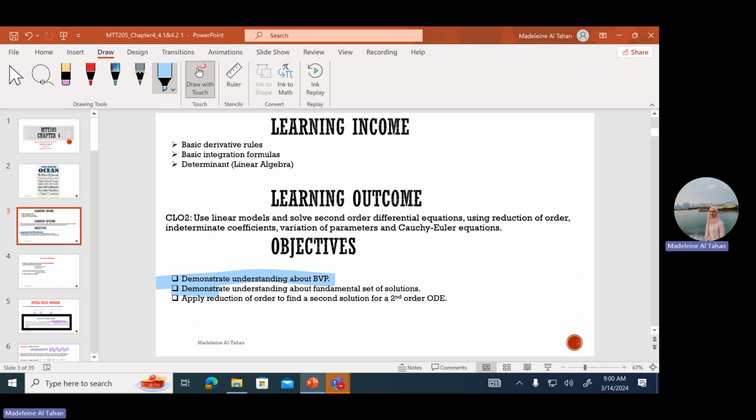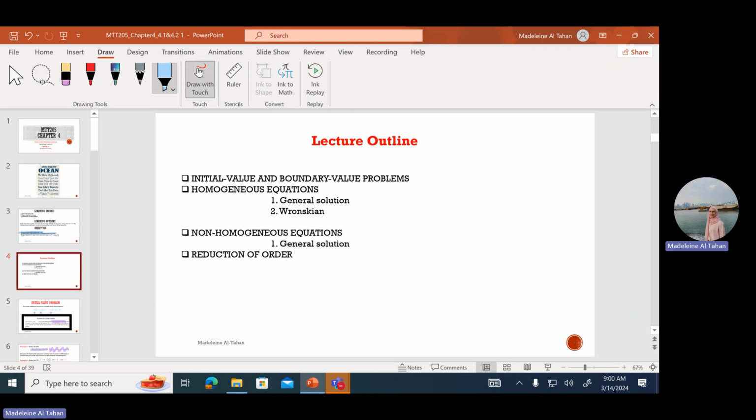And we need also to talk about the fundamental set of solutions. What we did previously, we talked about initial value problems and when they have a unique solution. We said that if the coefficients before y prime are continuous and f of x is also continuous, then it has a unique solution, which is not the case for boundary value problems. Boundary value problems can have a unique solution, no solution, or more than one solution.